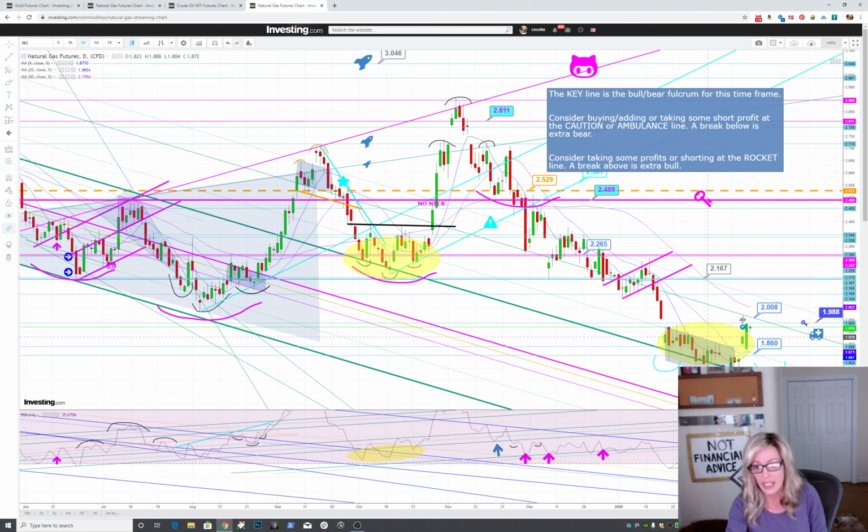But anyway, it made a reversal flag here. I pointed that out on Twitter, and so I was basically like, if it goes below here, it's bad. It's very bad. But in this case, it bounced back up.